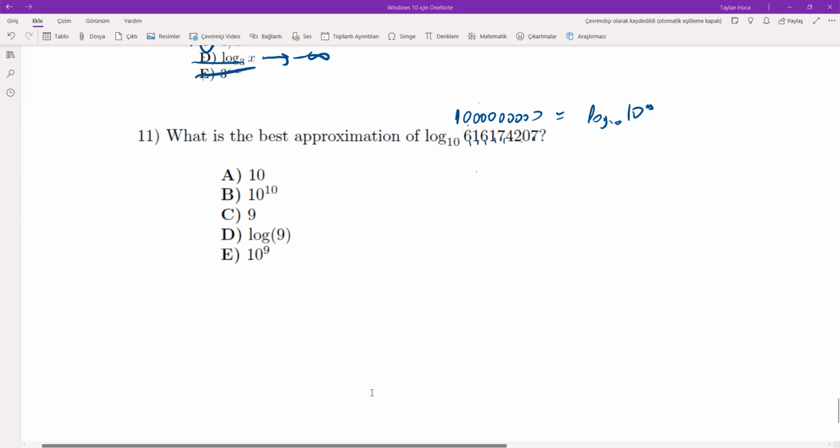What's log base 10 of 10 to the power 9? Yeah, it's 9, right? It's just 9. Easy. Very well.